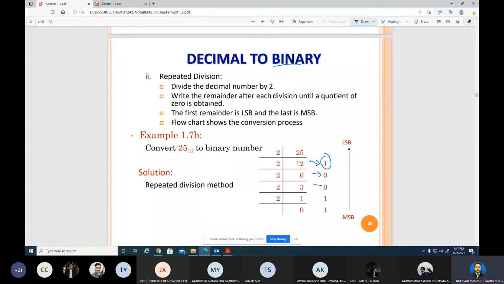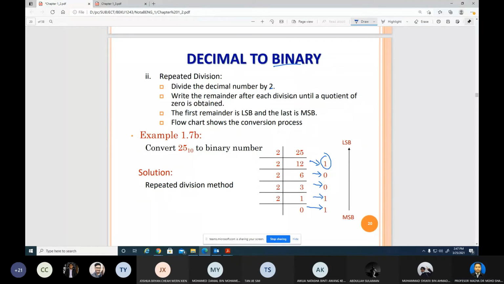And then you can see 3 divided by 2, we have 1, but we have 1 remainder here. And then this one cannot divide, so just bring 2 here. So this is our numbering system, but you have to read from the most significant bit. This means the answer will be 11001.